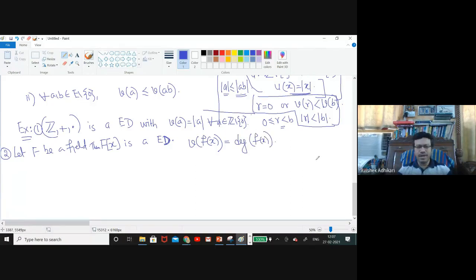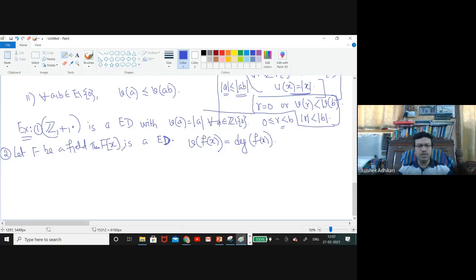If you define it like this, then you can very easily prove that F[x] is a Euclidean domain. That is very easy. First of all, F is a field, that's why F[x] is an integral domain. You cannot have a zero divisor within F[x]. Since F is a commutative ring with 1, F[x] will also be a commutative ring with 1. F does not have any zero divisor, and as a result, F[x] will also not have any zero divisor. So the first step is done, that is, F[x] is an integral domain.